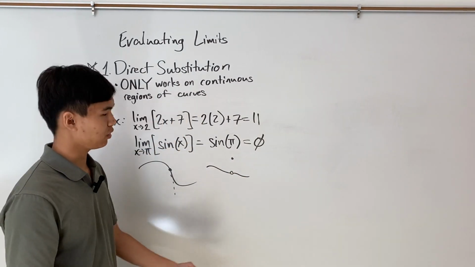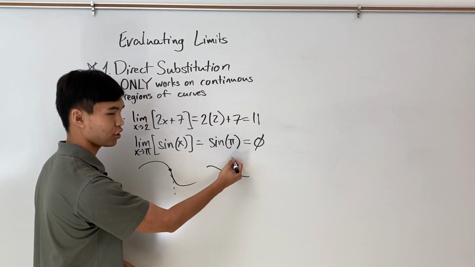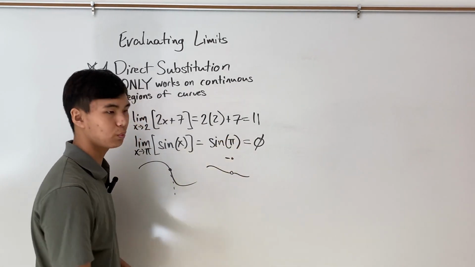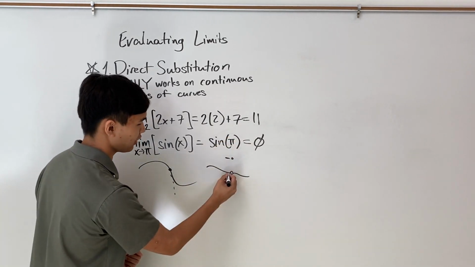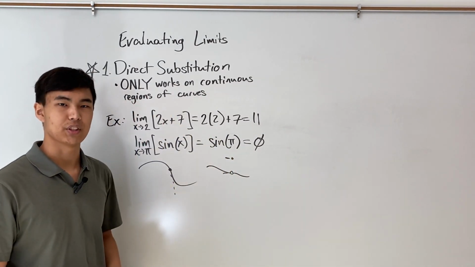And as a counterexample, if we have a non-continuous curve, see how I had to lift my Sharpie to place the jump here. If we tried direct substitution, we would get this value, which is incorrect, and the limit is actually this value. So again, direct substitution only works on continuous regions of curves.